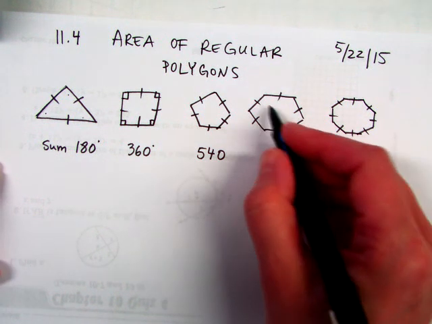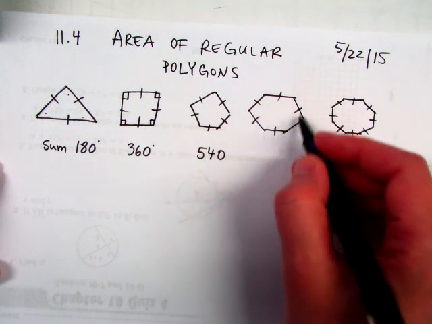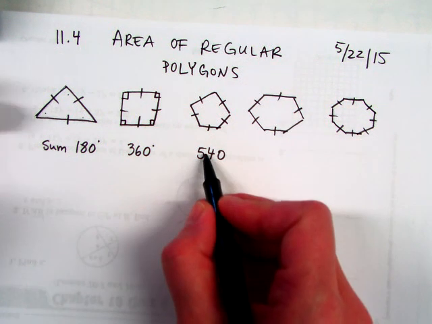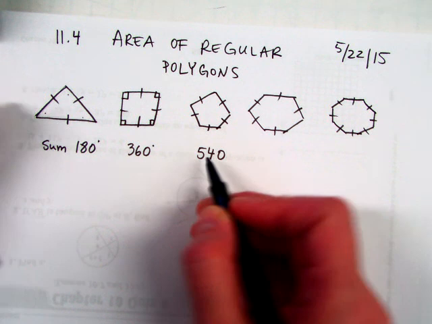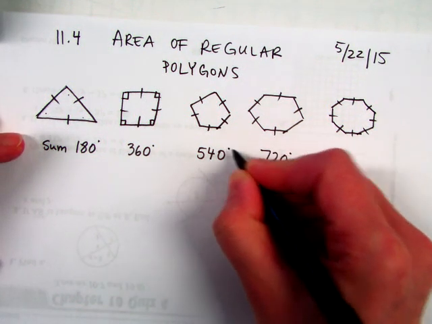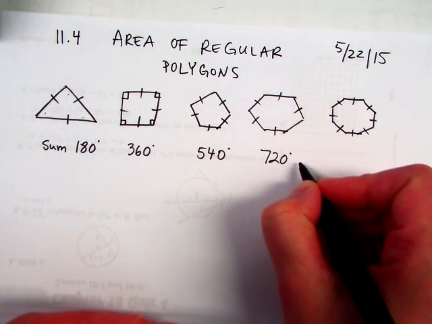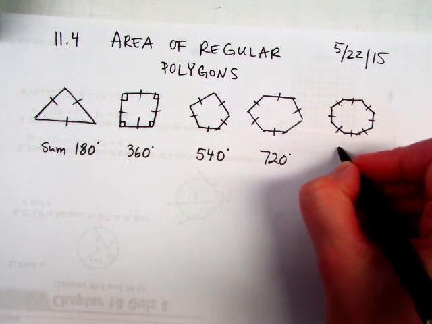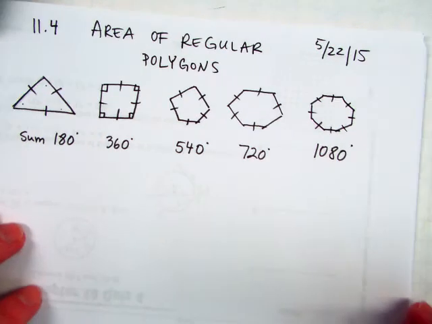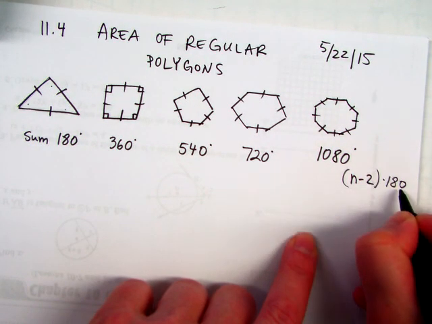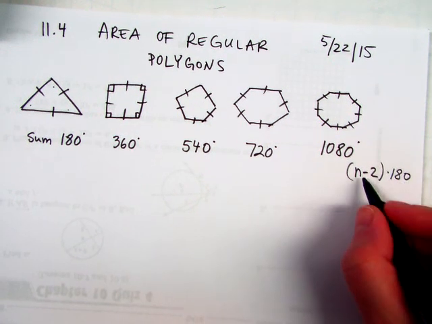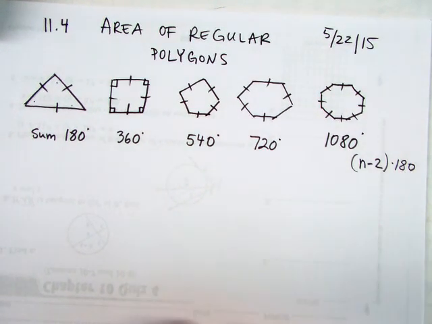How many do we have for a hexagon? So this is a pentagon. What's 540 plus 180? What is it? 720. And then plus another 180. That would be the heptagon. Plus another 180. 1080. And if you forgot how to find these, we did learn this formula where you do n minus 2 times 180, which is the number of sides minus 2, times 180, gives you the sum of all of the angles.